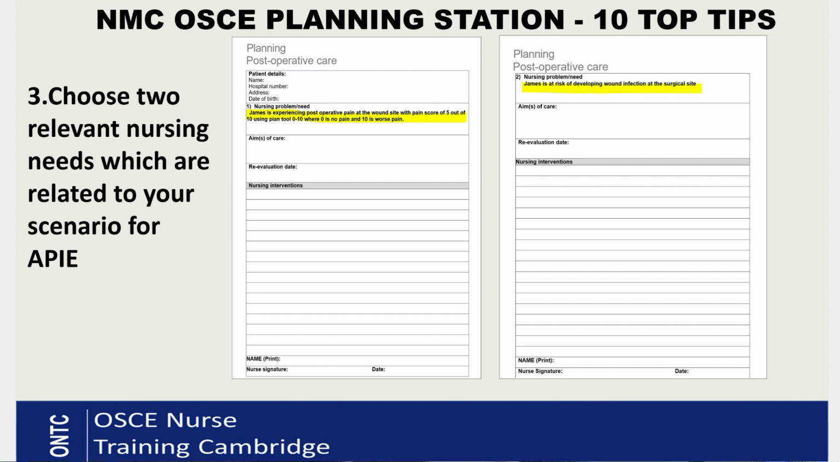What I'm trying to say is, if the pain is not a relevant problem for your given scenario, whatever scenario we're talking about in the exam, then don't write a pain care plan. If mobility is not an important problem for your patient and they're mobilizing okay, then don't write a mobility care plan. Okay, so you really need to write two care plans on two nursing needs which are important nursing problems for your patient. Like for James here, it is simple.